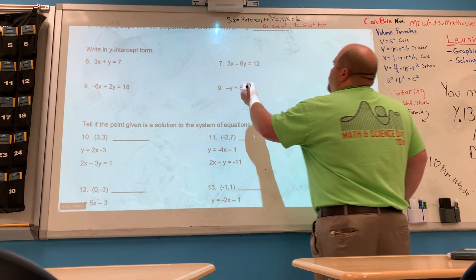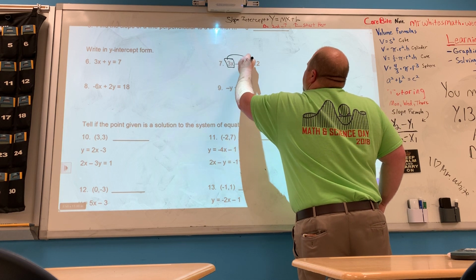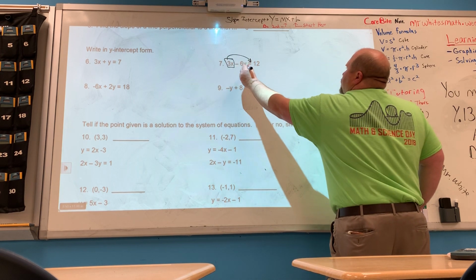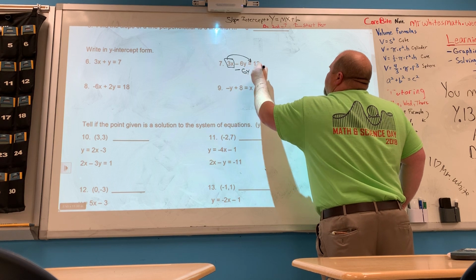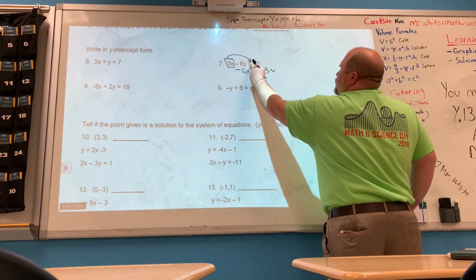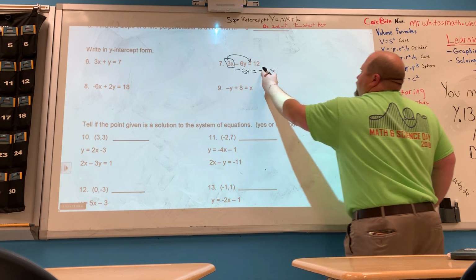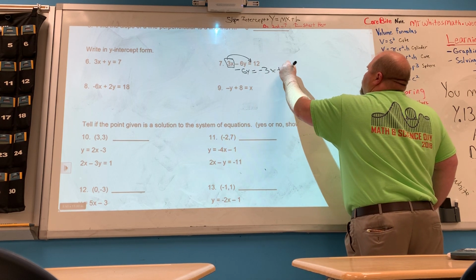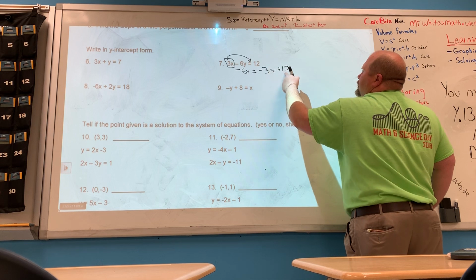All right, so we want to move the 3x over to the right-hand side of the equal. That's going to give me negative 6y equals negative 3x. Remember, it changes sign when you have to go across the equal. So that positive 3x becomes a negative 3x. And then plus 12. 12 was always on the right, so it just stays positive.